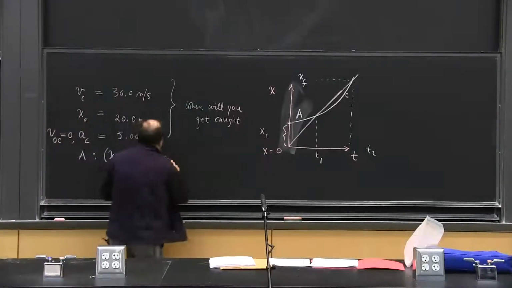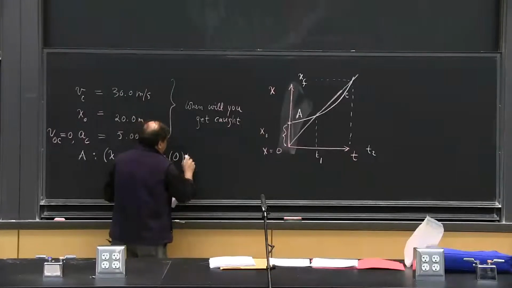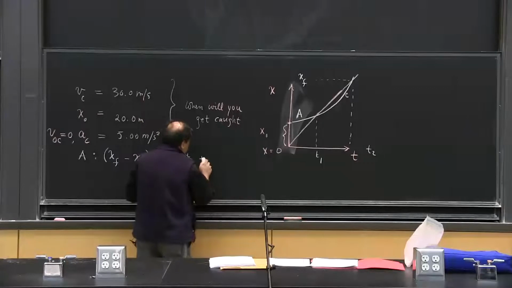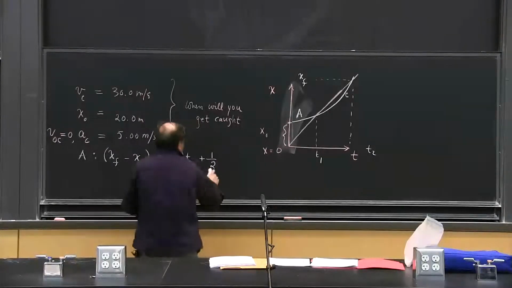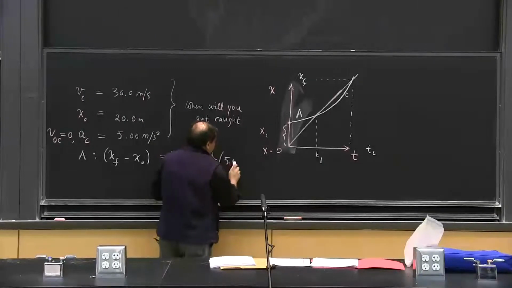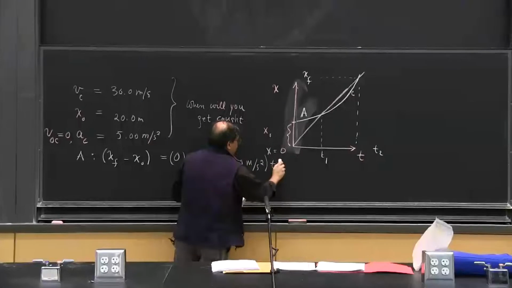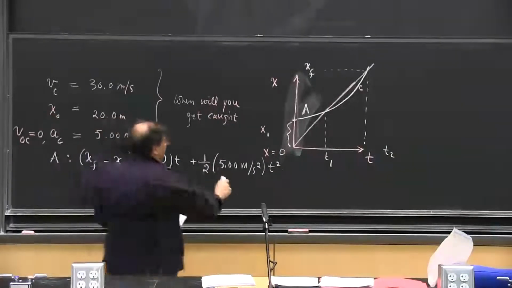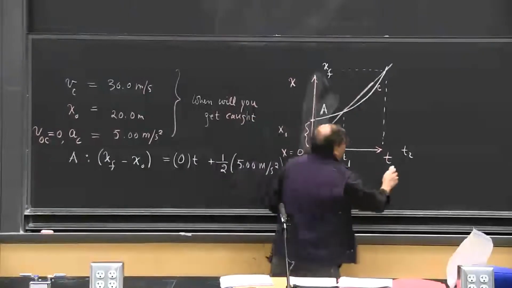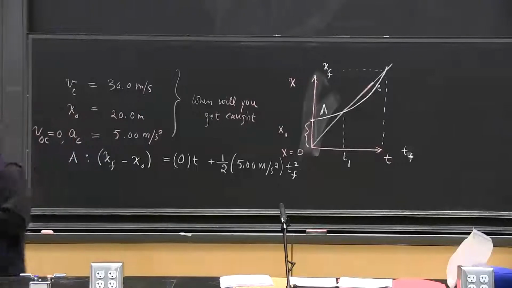So let us say the first term here would be 0, because you have 0 times t. And the second term, since the cop is accelerating at 5.00 meters per second squared, would be 1/2 times 5.00 meters per second squared times time squared. We can even call it t final. Questions?